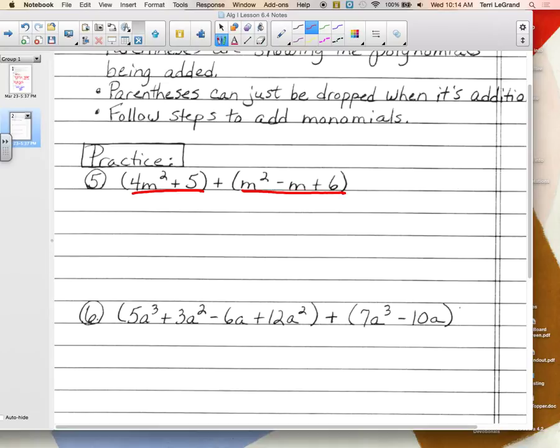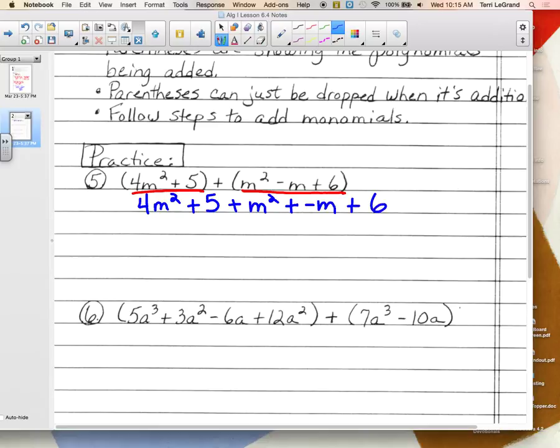Parentheses only show that they're polynomials. Now, when it's addition, we get to just ditch them, we can just drop them, and we can do the same things we were doing on the front side. So let's do two things in the process. Let's drop the parentheses and change subtraction to add the opposite. So we're going to have 4m squared plus 5 plus m squared plus a negative m plus 6.